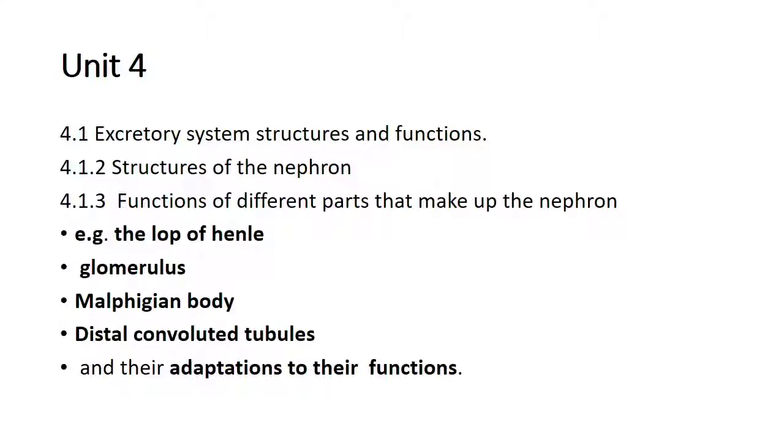Excretory system, the structure and the function. So you notice I also spoke about the excretory system, the structure and the function. The structure of the nephron is very important, especially in biology. You need to know them: the Malpighian body, loop of Henle, and the proximal and distal convoluted tubes. The function is, as I said there, the different parts that make up a nephron: the loop of Henle, the descending and ascending, glomerulus, Malpighian body. Remember, the Malpighian body makes up the glomerulus and the Bowman's capsule, the distal convoluted tube, and also the adaptation to their function, very clearly stated there.